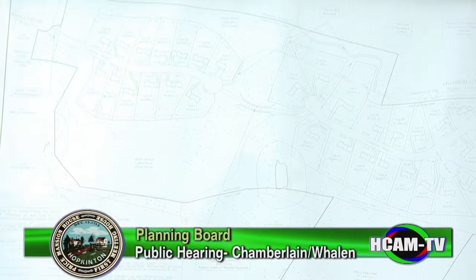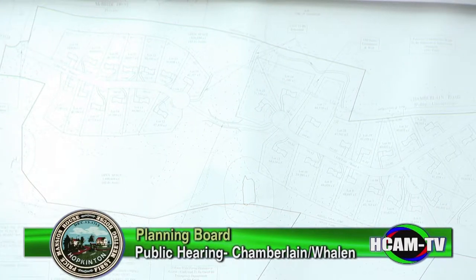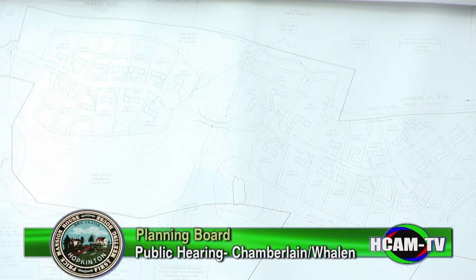So with this plan, we have 32 lots that are serviced by about 3,600 feet of new roadway. We do have one cul-de-sac on the plan that meets the requirements under the open space bylaw. That's about 200 feet in length. It's referred to as Road B, and it's servicing three lots.